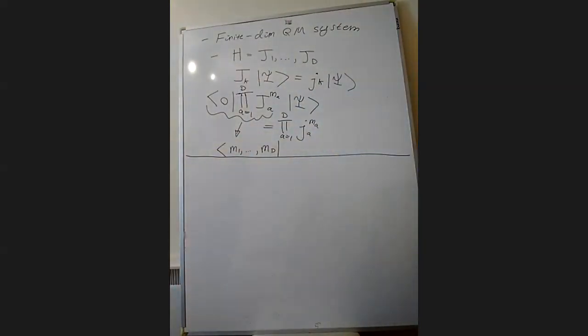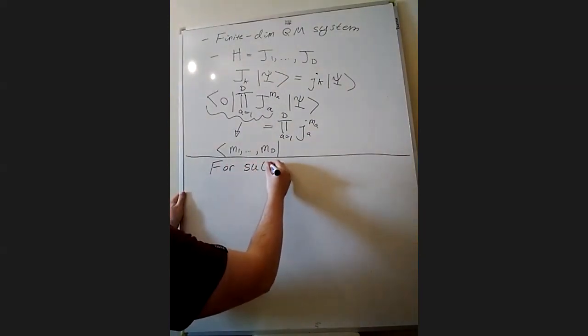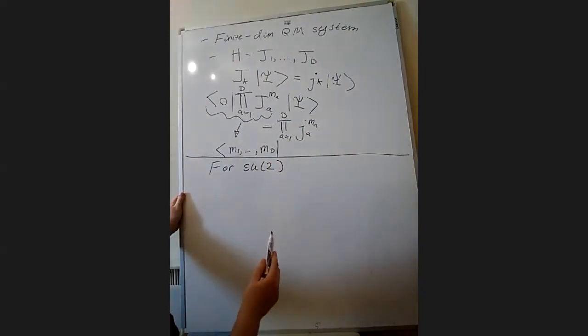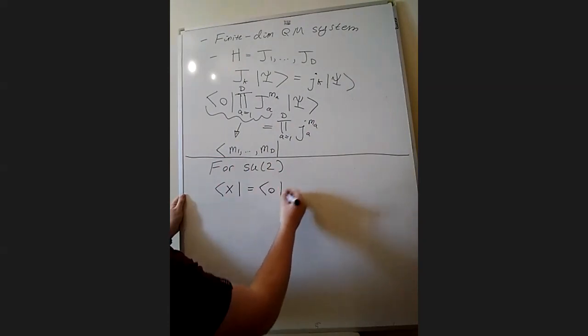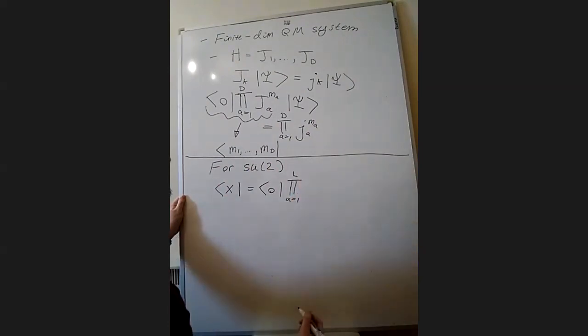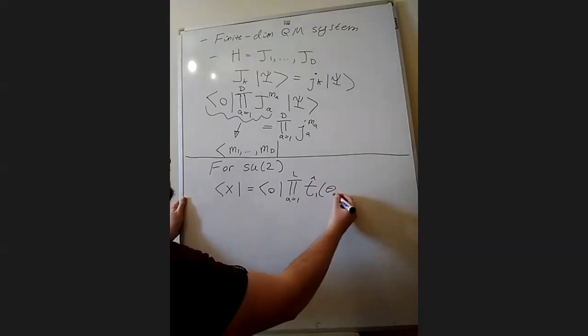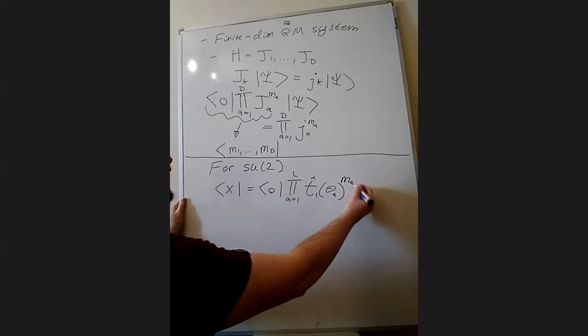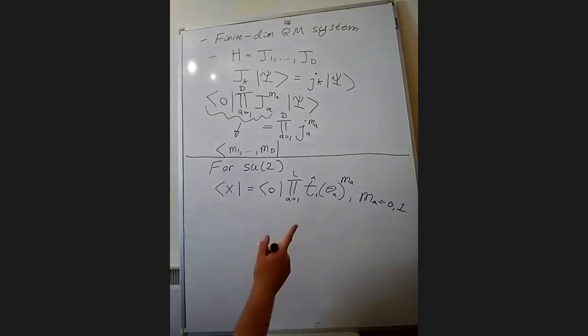So what Maya and Nicole were able to show for SU2 was that they were able to construct the basis which diagonalizes this B operator in the following very simple way. They wrote X as some vacuum state with a product over A equals 1 to L, which is the length of the spin chain, of our fundamental transfer matrices evaluated at the spin chain inhomogeneities to some power MA, where MA is either 0 or 1. And this diagonalizes this B operator.